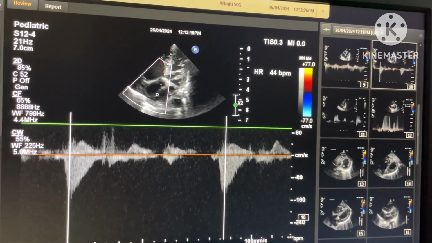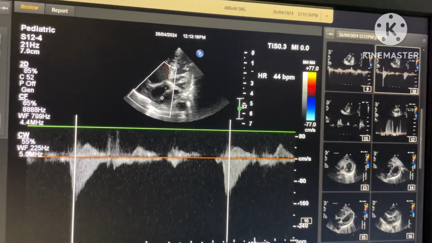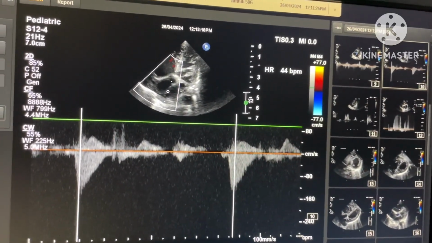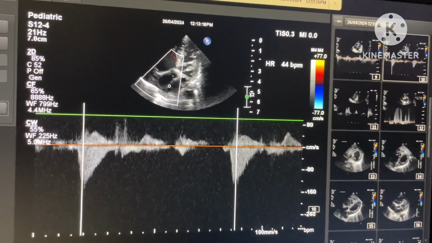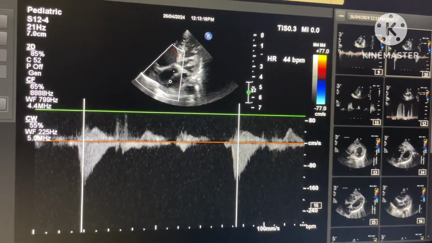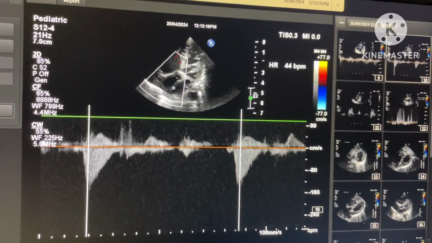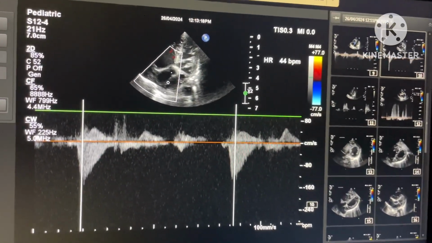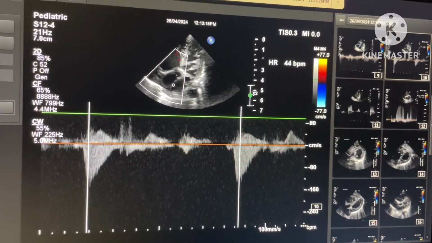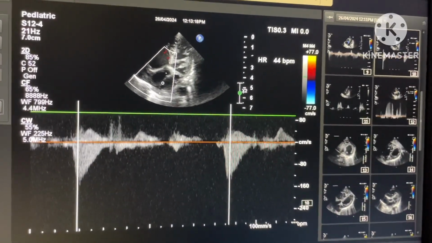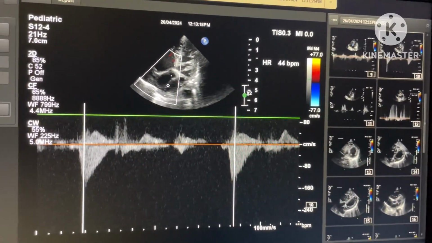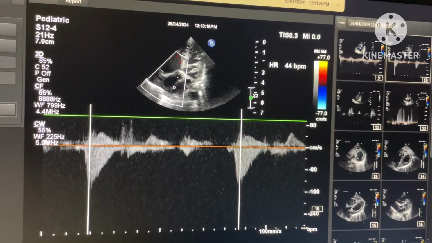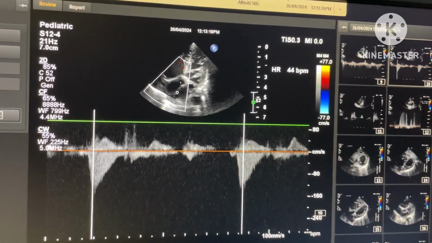So it is likely that this neonate has complete heart block, and complete heart block is quite a rare finding in a neonate. It is mostly seen in cases where the mother has SLE or some other autoimmune connective tissue disorder, or diabetes. If the mother has diabetes, the baby is likely to have complete heart block, though it is very rare.